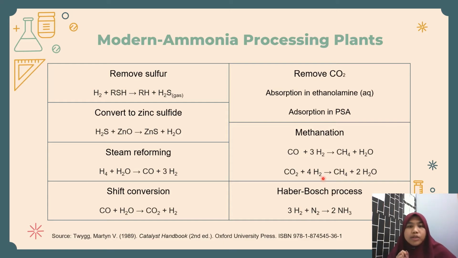To produce the desired end product ammonia, the hydrogen is then catalytically reacted with nitrogen derived from processed air to form anhydrous liquid ammonia. This step is known as the ammonia synthesis loop, also referred to as the Haber-Bosch process.